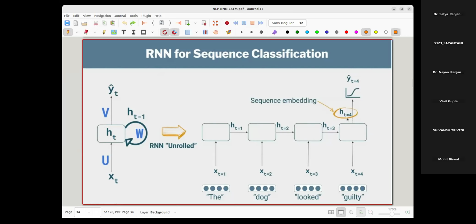And why is this important? Because this ht equal to 4 does not contain only the information of the last word, rather it contains all the information of the previous words. That means I can say ht equal to 4 is the representation of the entire sentence. Now the entire sentence is represented by this, so you can add a softmax or sigmoid depending on the type of classification, so it can classify. So this can also be done. And there are also many other varieties of RNNs.